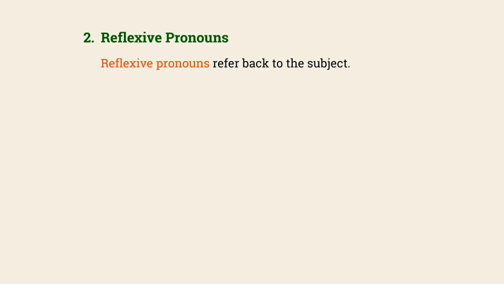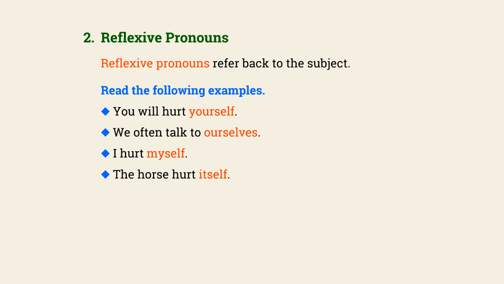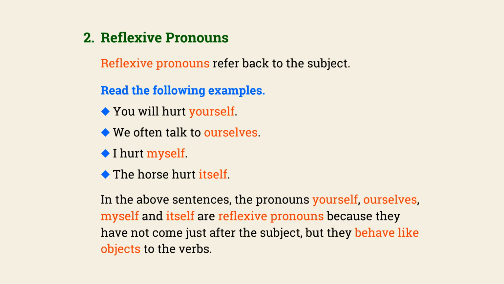Reflexive pronouns. Reflexive pronouns refer back to the subject. Read the following examples. You will hurt yourself. We often talk to ourselves. I hurt myself. The horse hurt itself. In the above sentences, the pronouns yourself, ourselves, myself and itself are reflexive pronouns because they have not come just after the subject but behave like objects to the verbs.